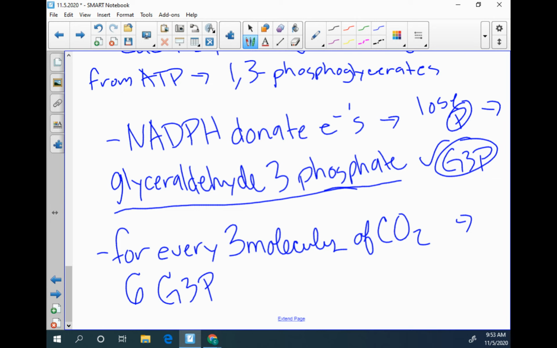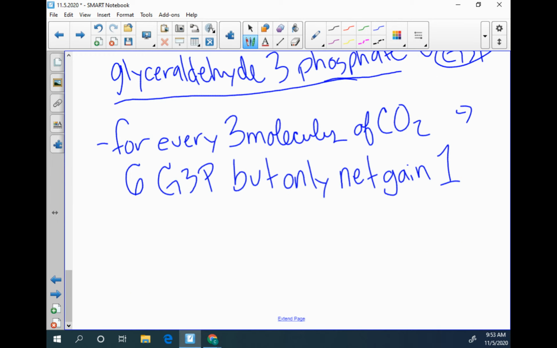So in this reduction thing, we've used an ATP, we've used an NADPH, and now we have turned those 3-carbon sugars, or those 3-carbon molecules, from carbon fixation into what we need. So for every 3 carbon dioxides, we'll get 6 of these G3Ps. But only a net gain of 1, because the rest finish the cycle.